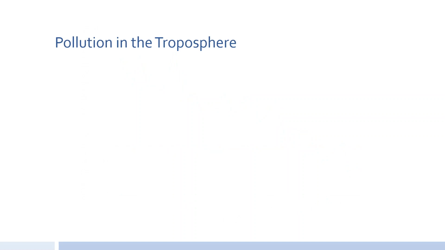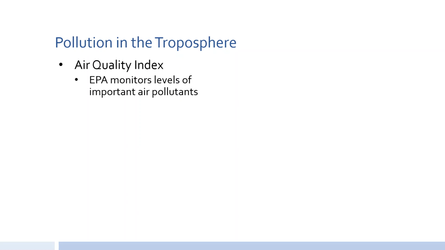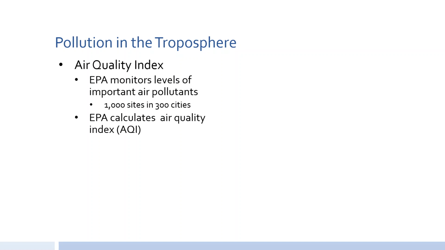So when we look at pollution in the troposphere, basically we can look at the air quality index. The EPA monitors levels of important air pollutants. They have 1,000 sites in over 300 cities. You can go online and look at the air quality at any given area of the United States. And so they calculate this based upon an air quality index. Each pollutant is on a scale from 0 to 500. 100 is the regulatory standard, meaning you do not want something over 100. Ideally, you want something well below 100.